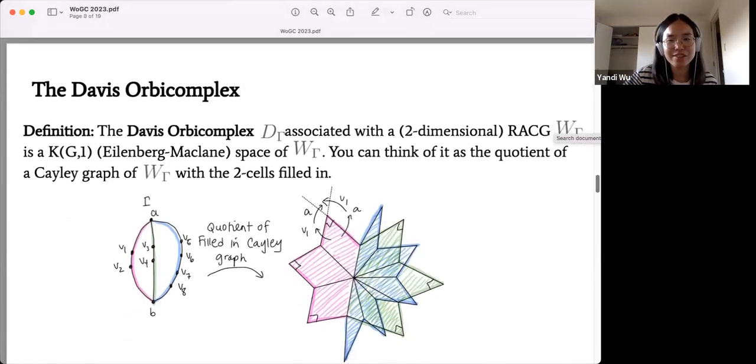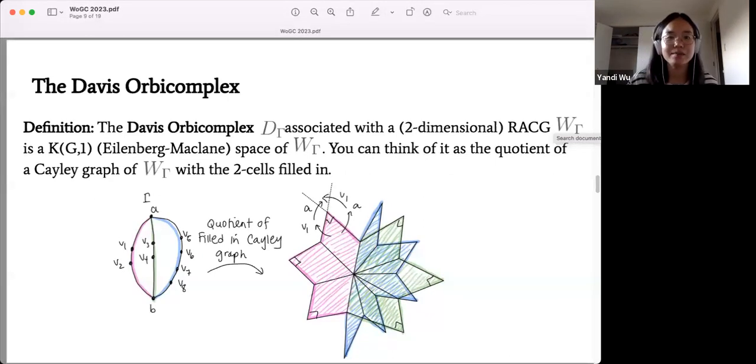And I want to introduce a K(G,1) space for these groups. A K(G,1) space, remember, is a space that has the property that the pi1 of the space is the group. So the pi1 of these Davis orbi-complexes is actually the right angle Coxeter group. The way that you construct these, at least for 2-dimensional right angle Coxeter groups, is that you can think of them as quotients of the Davis complex. In other words, you take the Cayley graph of your right angle Coxeter group, and that Cayley graph will have a lot of squares that represent commuting relationships. Whenever you see a square, you fill that in with a 2-cell. And you take the quotient of that filled in Cayley graph by the right angle Coxeter group, and you end up with the Davis orbi-complex.